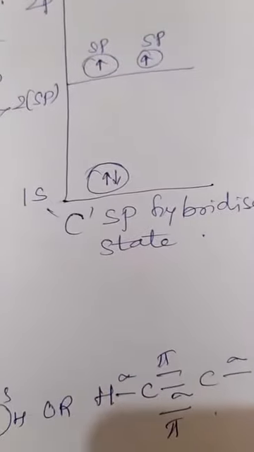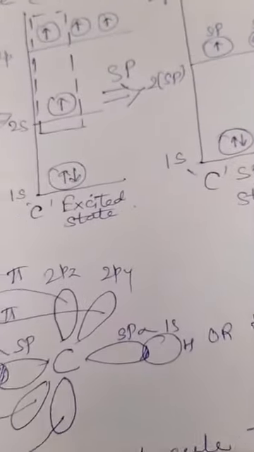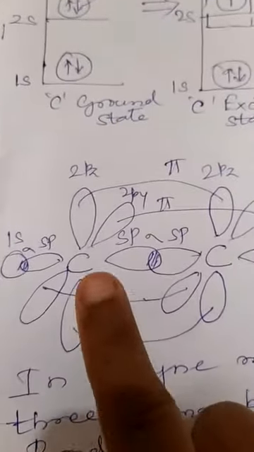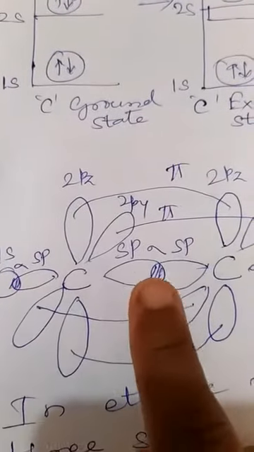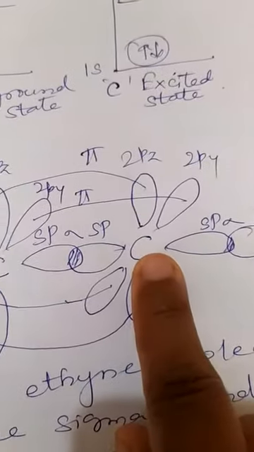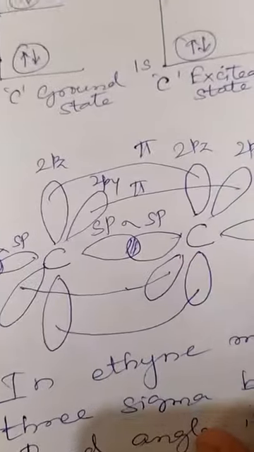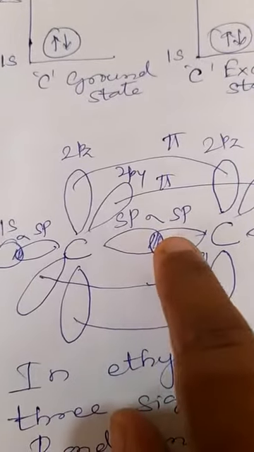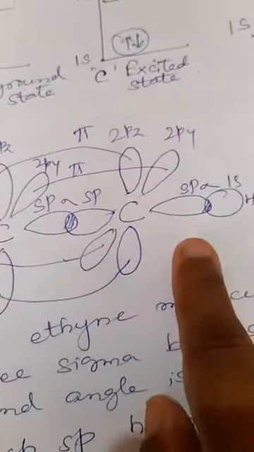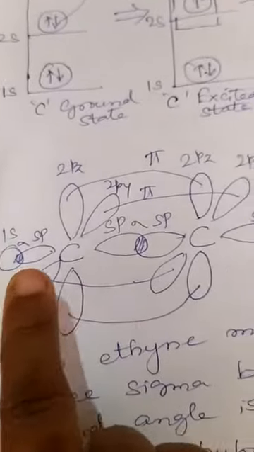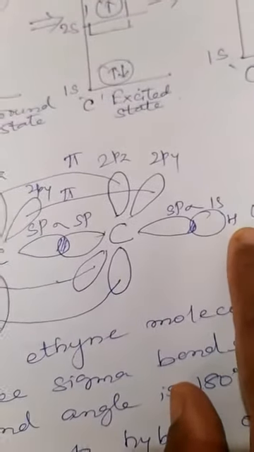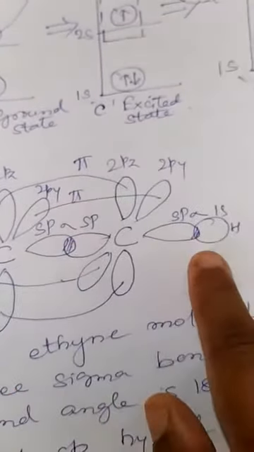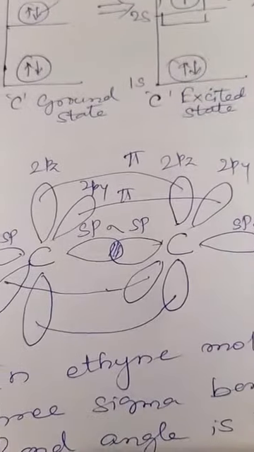So this is something about the energy level diagram. Coming to the molecule ethyne, the two carbon atoms. Each carbon atom has two sp hybrid orbitals. This carbon also has two sp hybrid orbitals. The sp hybrid orbitals of both the carbon atoms overlap along the axis to form a sigma bond. The remaining sp hybrid orbitals of both the carbon atoms overlap with the half-filled 1s atomic orbital of hydrogen along the axis to form sigma bonds. So totally 1, 2 and 3 sigma bonds are there in the ethyne molecule.